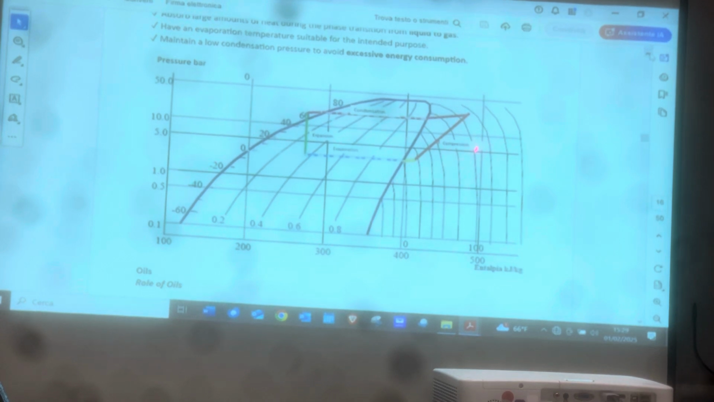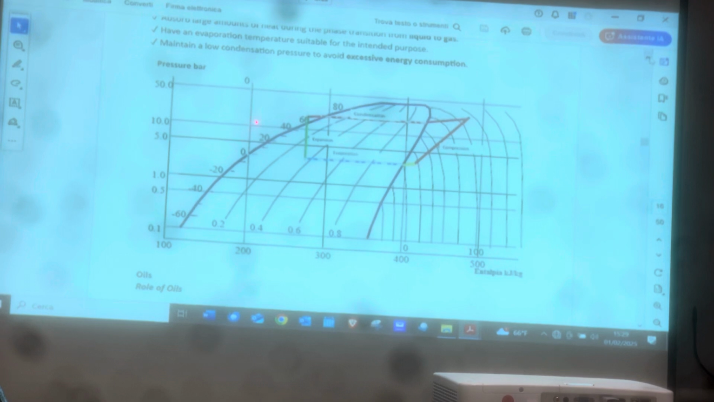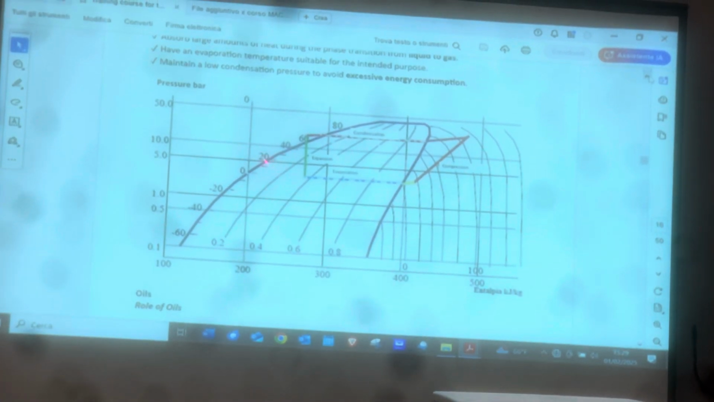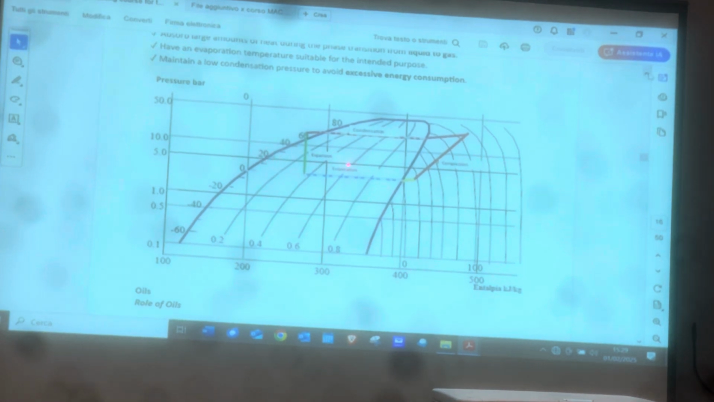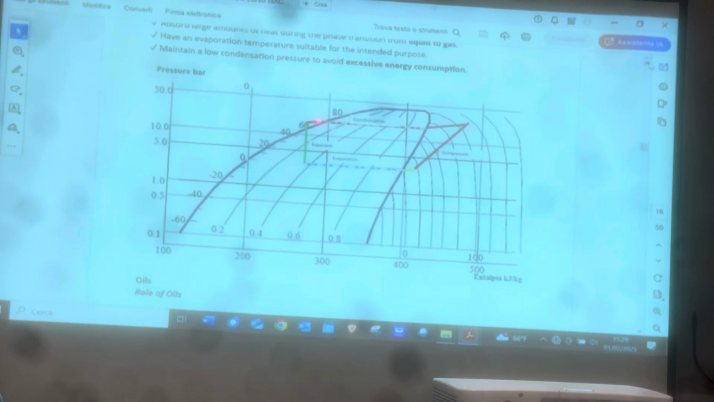But anyway, again, to the right hand side of the dome, the refrigerant is in vapor. To the left hand side of the dome, the refrigerant is in liquid. And in the middle is gradually transforming from liquid to vapor as I evaporate, or from vapor all the way to liquid as we condensate.